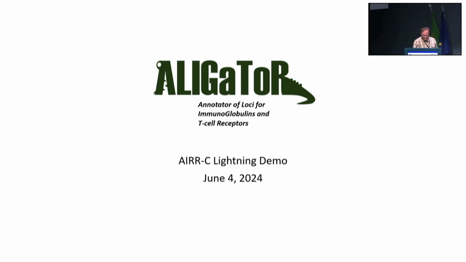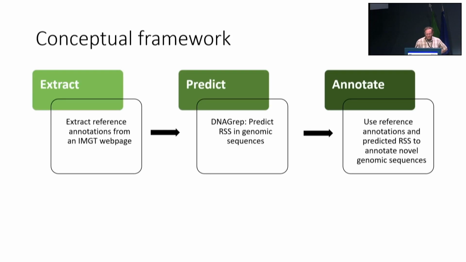So this is Alligator, which is our annotator of loci for immunoglobulins and T-cell receptors. The idea here is that if you get a genomic contig from an Ig or a TR locus, you can put it through Alligator and get back annotations for the V, D, J, and C genes. So the conceptual framework, there are 3 modules in Alligator, 3 commands that it takes: extract, predict, and annotate. And I'll go through each of these.